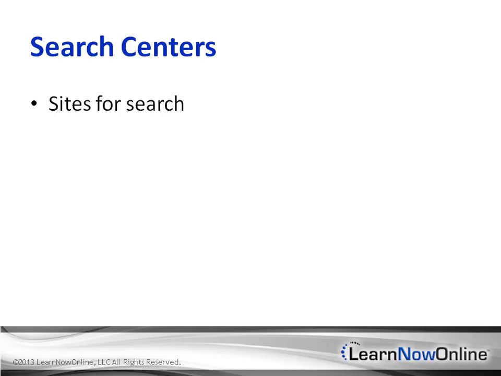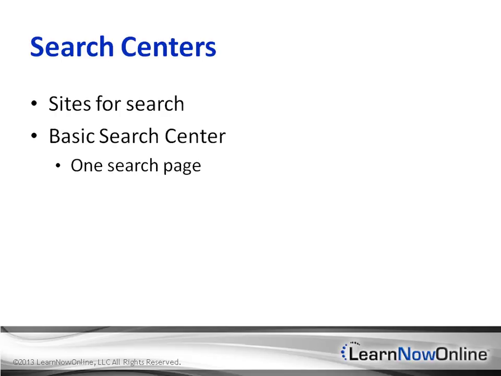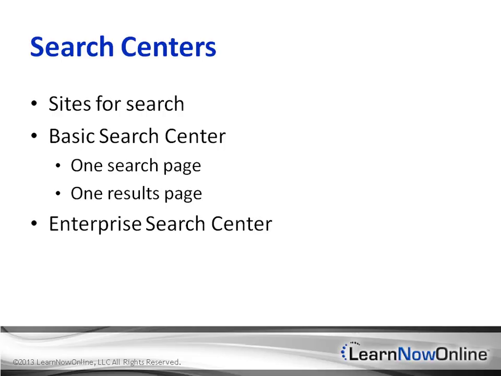The first one is called Basic Search Center, and it consists of one search page and one results page. You can edit both of those, but it's pretty basic. And this is what you would use in a small property. There's also an Enterprise Search Center, and this is also known as Search Center with tabs. And this will let you create a tabbed experience with multiple kinds of search pages and multiple kinds of results pages.